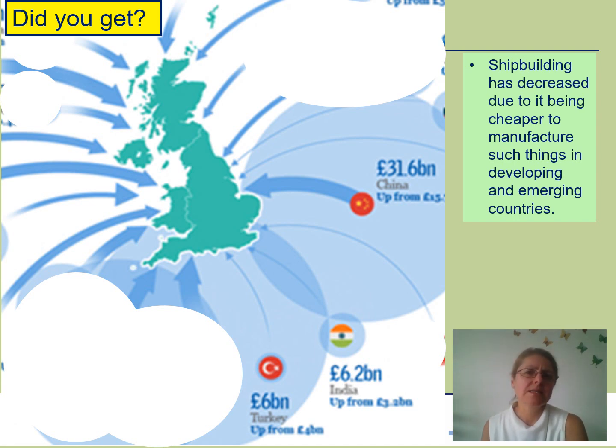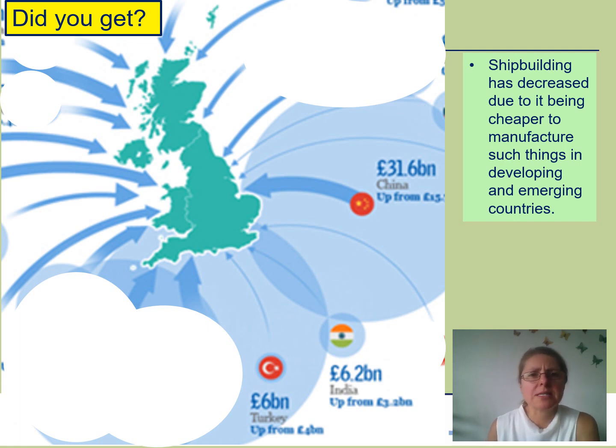So one of the reasons why we're seeing movement in the UK away from primary and secondary industries, in this case shipbuilding on the River Tyne, towards a tertiary industry, is because we can now import manufactured goods for relatively low cost, or rather cheaper than what it would cost to produce it here in the UK. And we import those from developing and emerging countries. And there's some examples here of China, India, and Turkey.